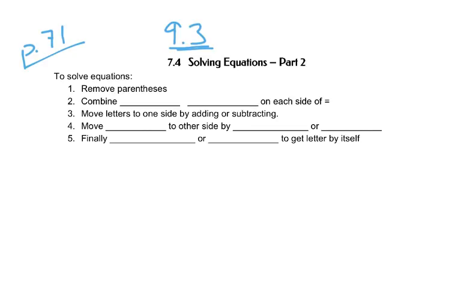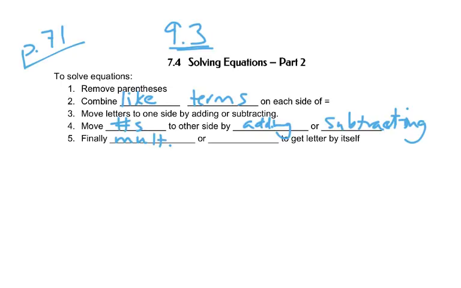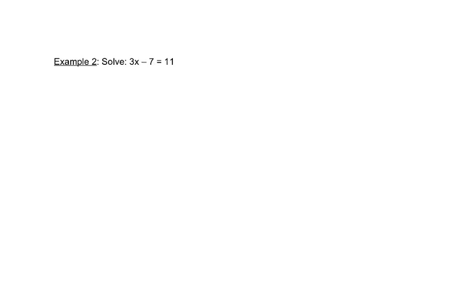So the first step, generally speaking, is to remove the parentheses, and then we'll combine like terms on each side of the equal sign. Then we need to move the letters to one side by adding or subtracting, and then we'll move the numbers to the other side by adding or subtracting. And then finally we multiply or divide to get the letter by itself, and that's always the last step. So let's skip example 1 and go to example 2.